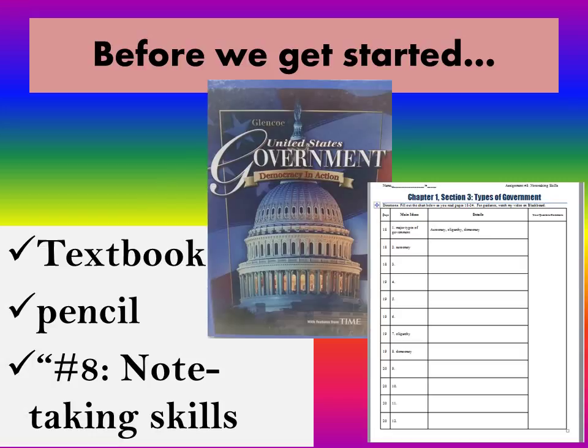Good morning, y'all. Today we have another lesson, and before you get started, you need to make sure you have your textbook, you need a pencil, and you need the worksheet called Number 8, Note-Taking Skills. It's the Chapter 1, Section 3, Types of Government. And this is the third time you're doing this notes setup. We have one more section like this, and then for the next chapter, you're going to move on to another type of notes. But we're going to stick with this one 2 more times just to make sure you get the hang of it.